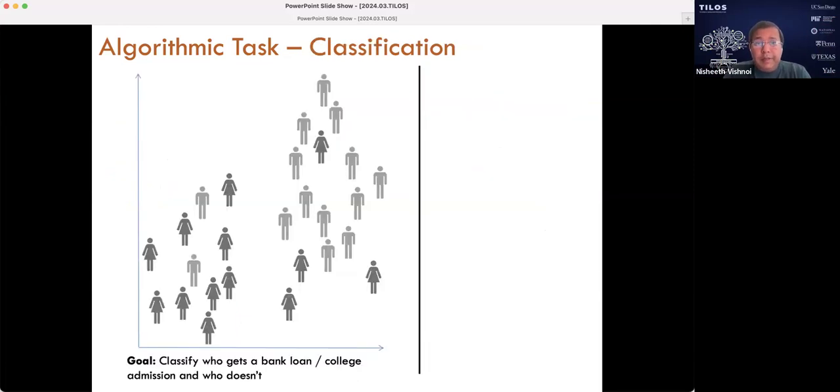What else? Well, classification is probably where most people would start talking about AI, I would say, because this is where some kind of explicit learning is happening, where you have a bunch of data points and you want to decide, let's say, who to give a bank loan or who to admit in a college or not.